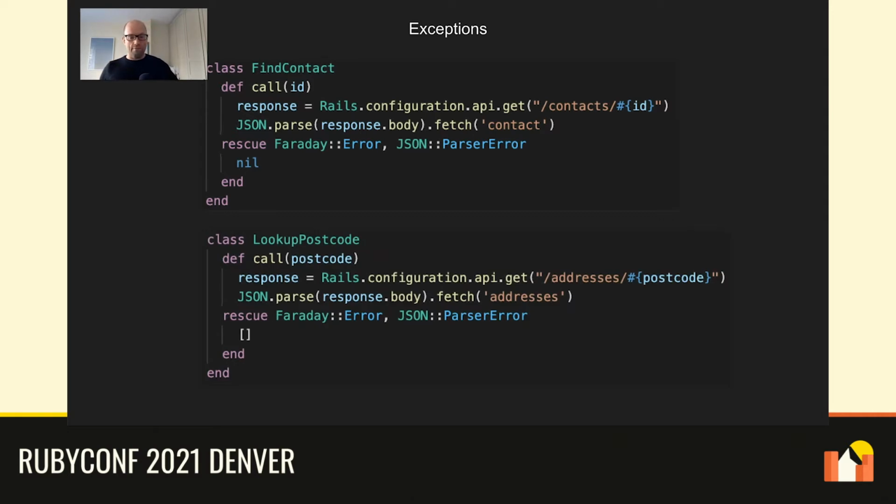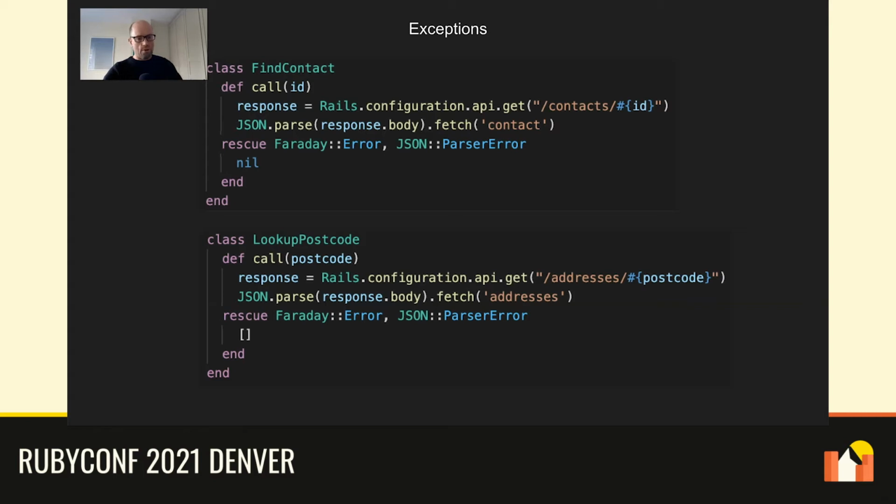Lookup postcode is very, very similar. It still does an API call, it still parses a JSON, this time it fetches the addresses key. What happens if there's an error? Well, we decide, oh, let's pass back an empty array of addresses this time.